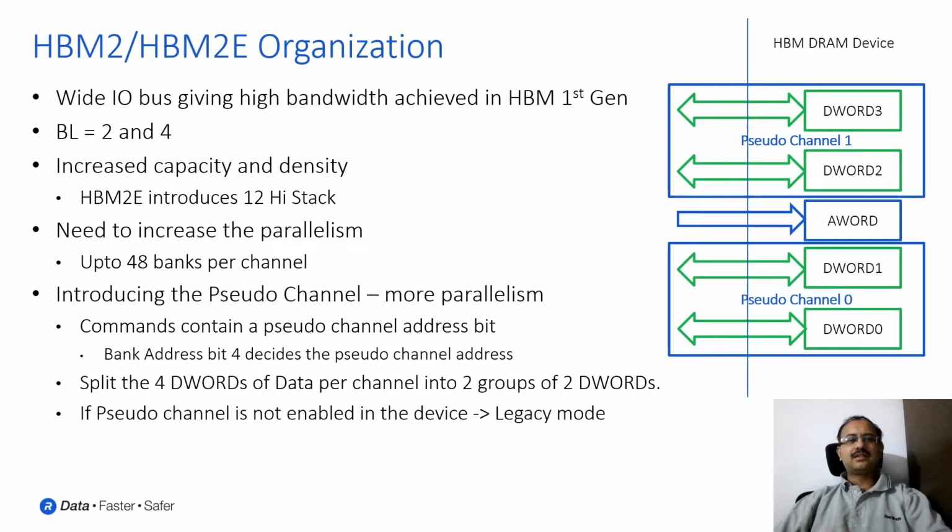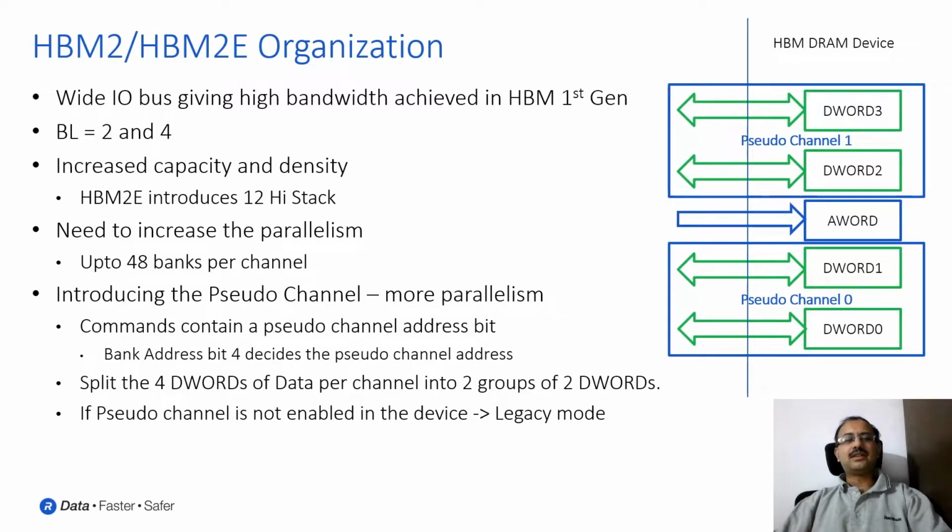So the second generation of high bandwidth memory were the HBM2 and HBM2E. So the wide I/O bus, which was used in the first generation of HBM, obviously provided higher bandwidth. In addition to that, the extension of the burst length to 4 made the bursts longer, and the fetch of data in a single burst was increased to 64 bytes. There was also increased capacity and density, and HBM2E has introduced a 12 high stack of DRAM.